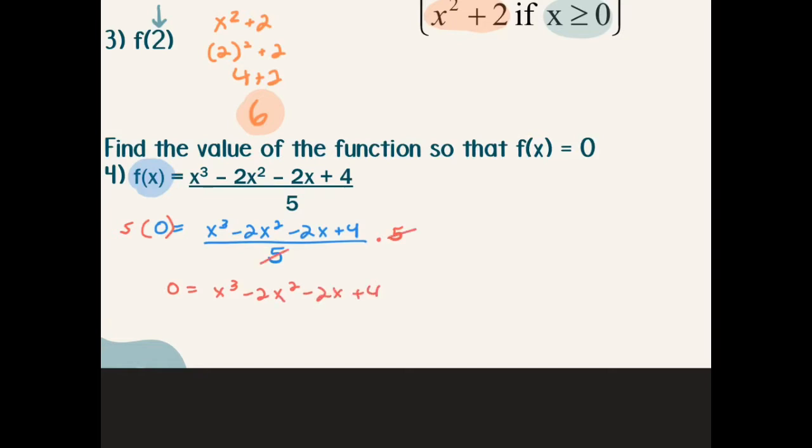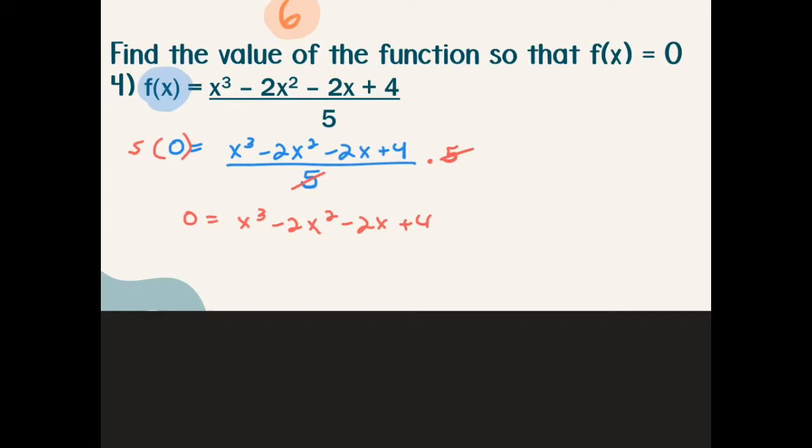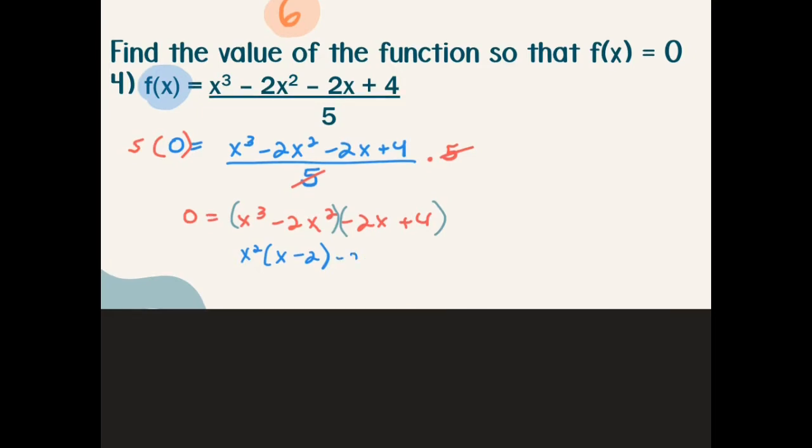The 5's cancel. So now, when I see that I have 4 terms, I know I'm going to have to factor by grouping. Group together the first 2 and the last 2. From the first set of parentheses, I can take out an x squared, and I get x minus 2. Second set of parentheses, I need to change those signs, so I'm going to take a negative 2, and I get x minus 2. So then I get x minus 2 and x squared minus 2.